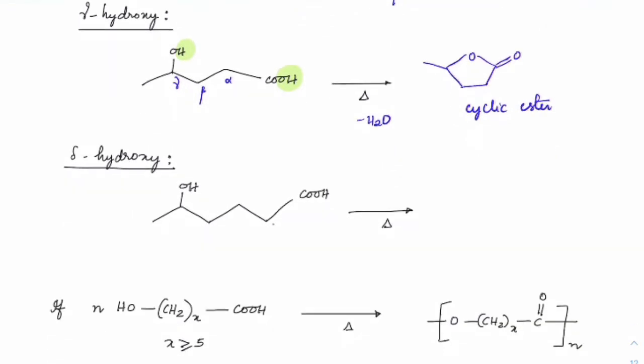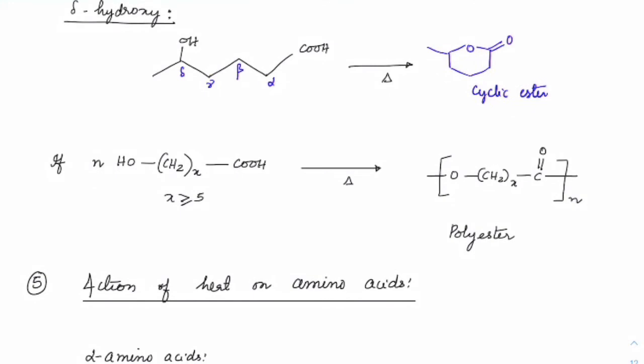Next, if we have delta, that is alpha, beta, gamma, delta hydroxy acids, even they will give the cyclization because they can go up to a 6-membered ring. So double bond O and this same cyclic ester is formed. I guess all of you keep doing that.